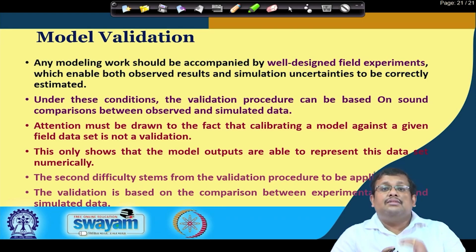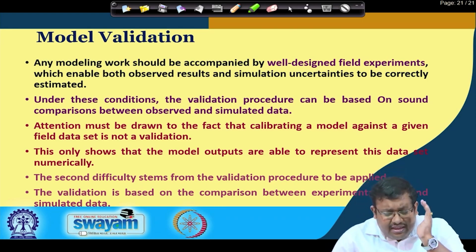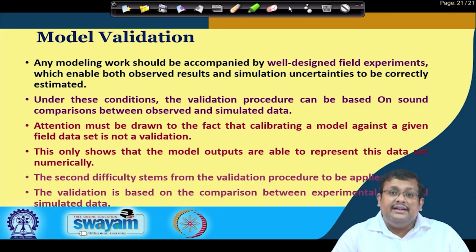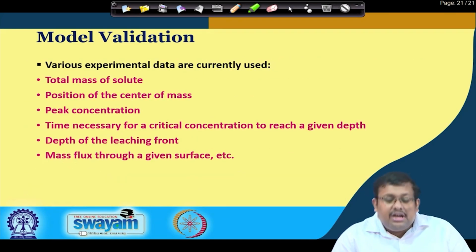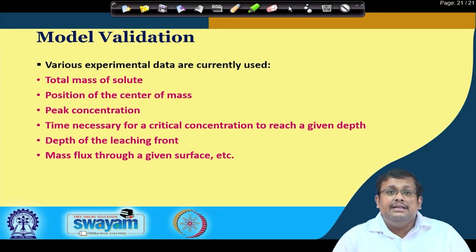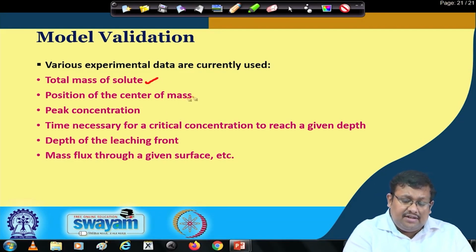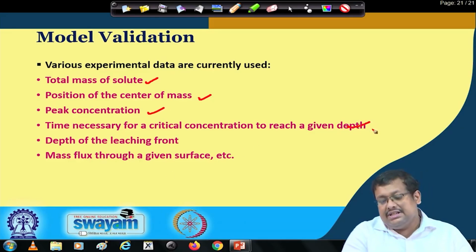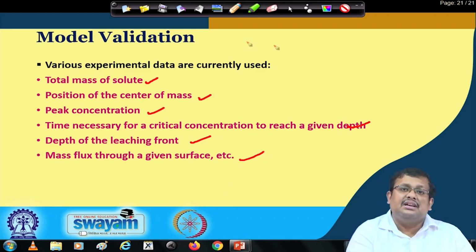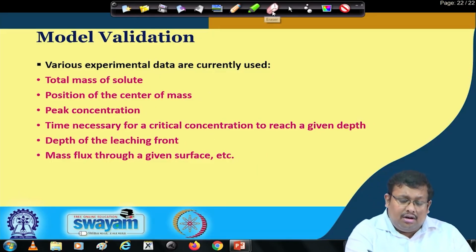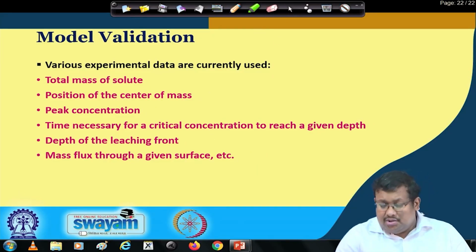Now, the second difficulty stems from the validation procedure to be applied. Now, the validation is based on the comparison between experimental data and the simulated data. Now, various experimental data are currently generally used. For example, total mass of the solute is important, position of the center of the mass is important, then peak concentration, time necessary for a critical concentration to reach a given depth, then depth of the leaching front, then mass flux through a given surface, etc. All these are important data for model validation of a pollutant transport.